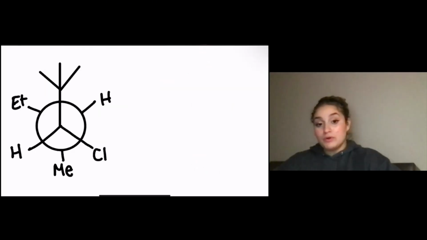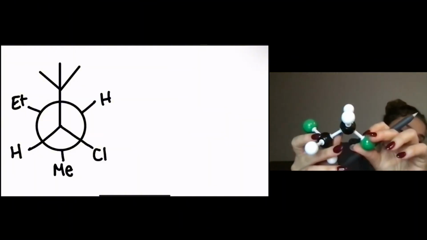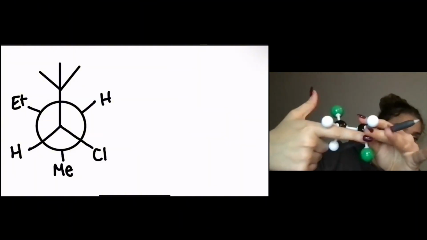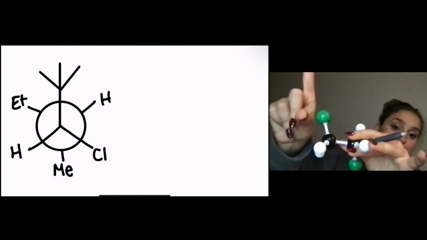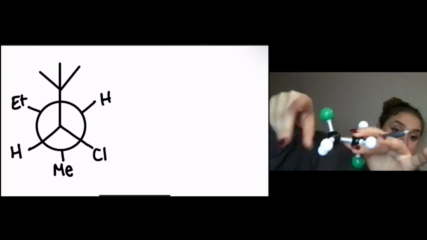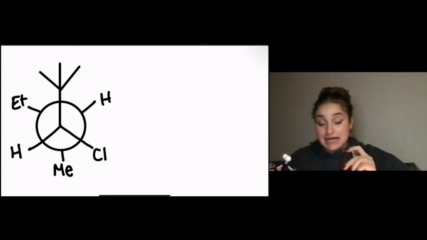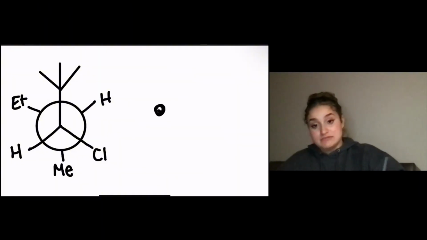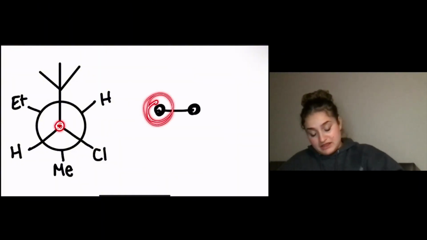When we were going from Newman to bond line, I said, start by making this horizontal, and then we can see exactly what's coming up or through the sides attached to each carbon. We're going to do that exact same thing. So this is my front carbon, and this is attached to my back carbon. So this guy is correlating with this.